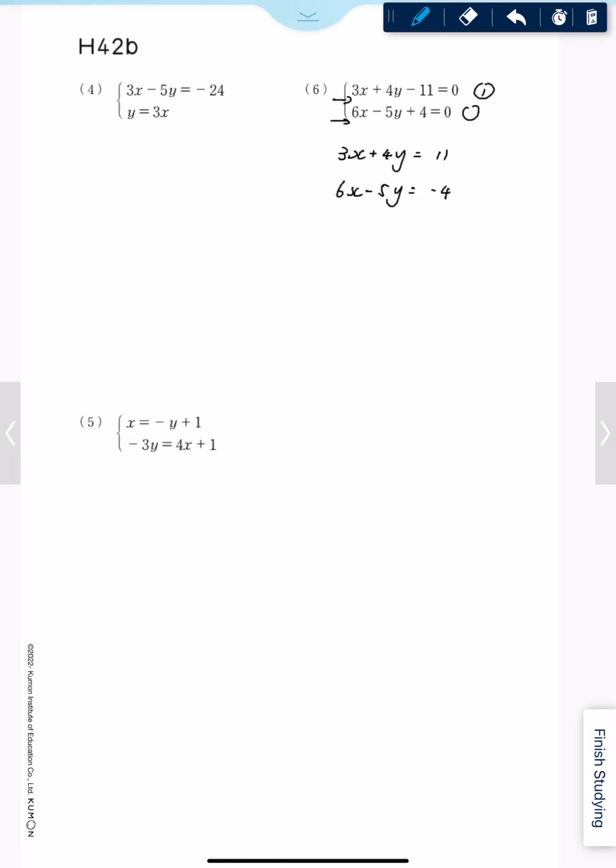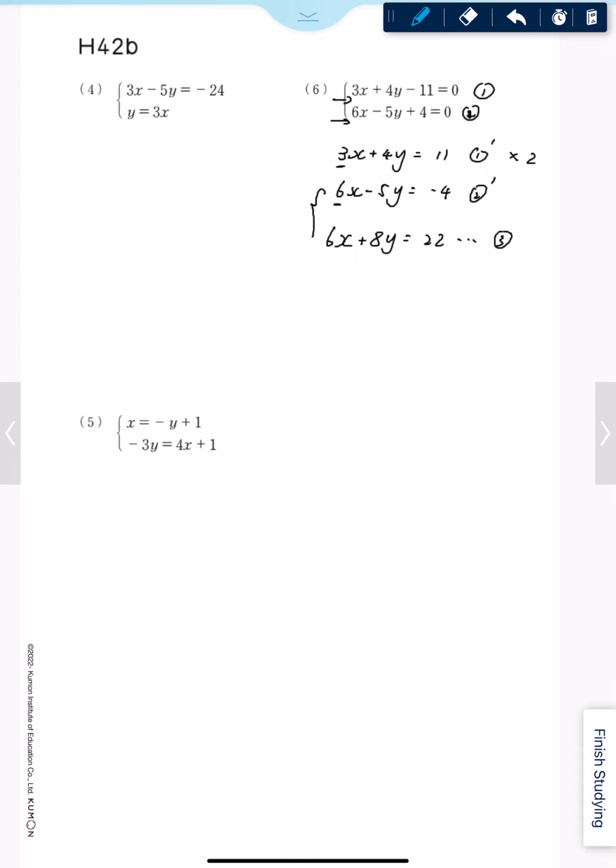Okay, pretty straightforward, right? Now, oh, this is number 2. So now I call this 1, right? And then I also call this 2. Okay, so now, since I have all the letters ready on the left side, on the right side I see that I have the 3 here, I have the 6 here. I can multiply this by 2. So I will get 6x plus 8y equal to 22. That's my equation number 3.